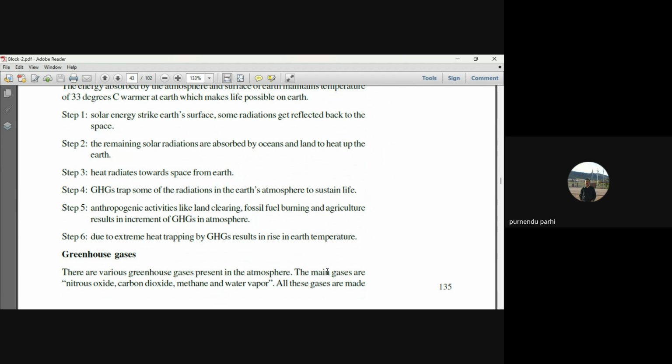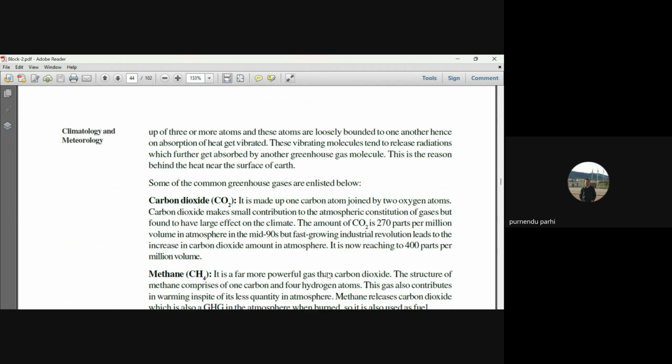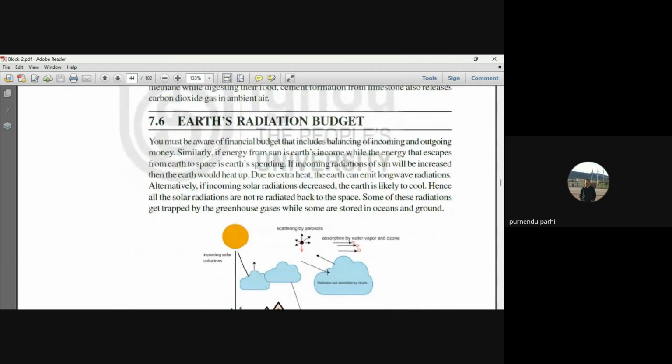Greenhouse gases. There are various greenhouse gases present in the atmosphere. The main gases are nitrous oxide, carbon dioxide, methane, and water vapor. All these gases are made up of three or more atoms, and these atoms are loosely bound to one another, hence on absorption of heat, they get excited. These vibrating molecules tend to release radiation, which further gets absorbed by another greenhouse gas molecule. This is the reason behind the heat near the surface of the earth.